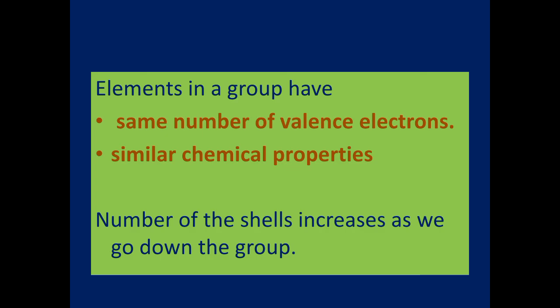We can conclude that elements in a group have the same number of valence electrons, and that's why they show similar chemical properties. And the number of shells increases as we go down the group.